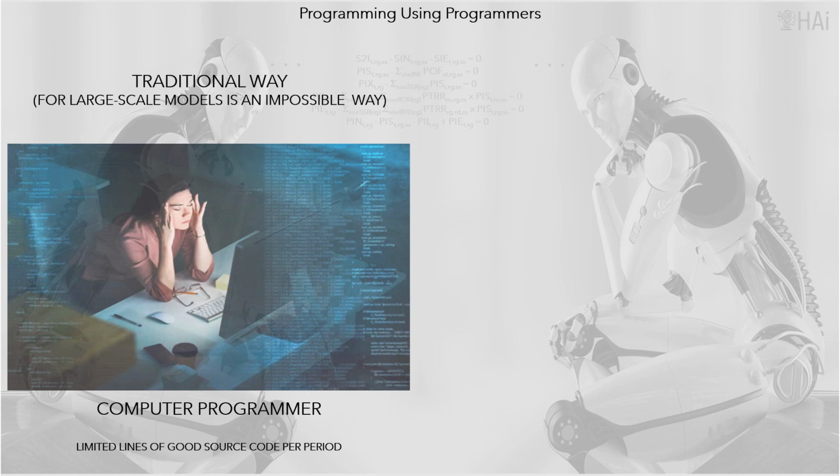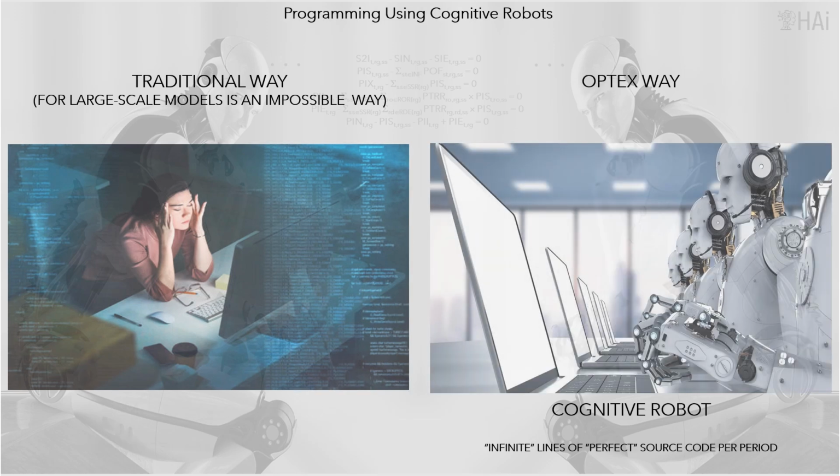Making very large-scale models the traditional way, using a computer programmer, is impossible, because the programmer can only write a limited number of lines of good source code per period. Maintaining these models can be more complicated than building them, if more than one programmer intervenes in the process. OPTEX can produce infinite lines of perfect source code per period.